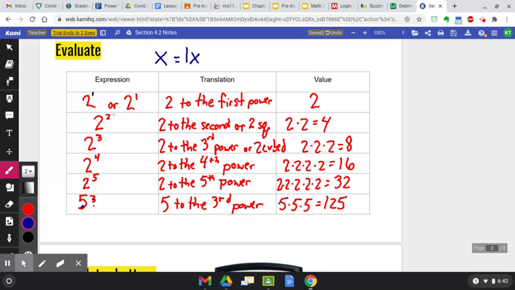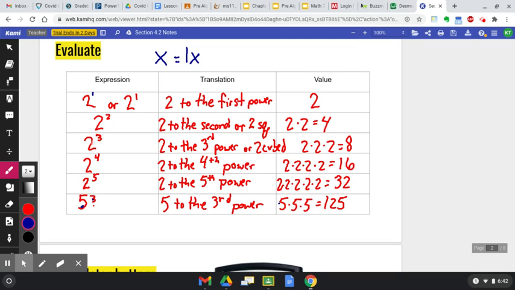Here, when it's a second power, the exponent of 2, it can be read 2 to the second power, or you also hear that say 2 squared, right? Which means 2 times 2, which is 4. 2 to the third power can be also translated to 2 cubed, right? When the power is 3, you can say it's cubed. Power of 2, you say it's squared, right? Everything else, you just say the base to whatever the exponent is, right? So this would be 2 to the fourth. This one would be 2 to the fifth. Here would be 5 to the third power.